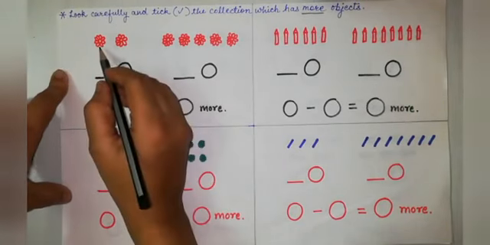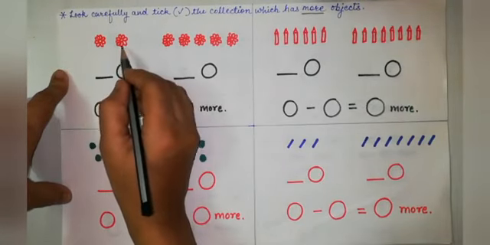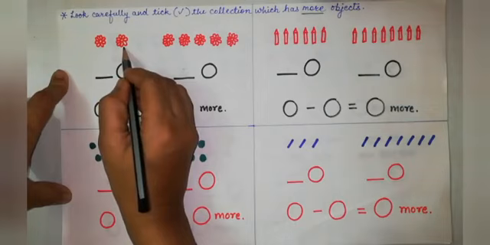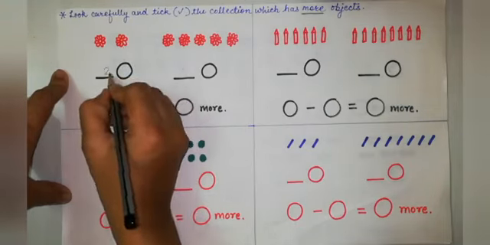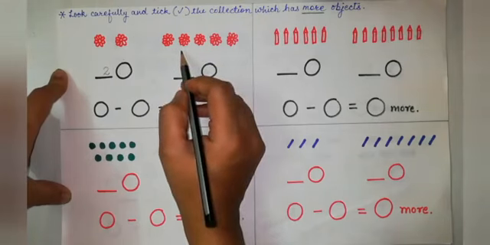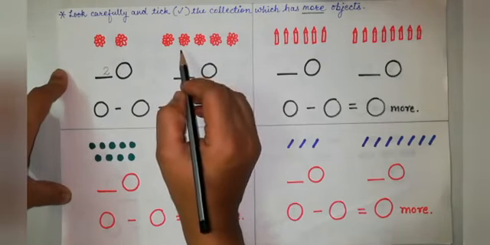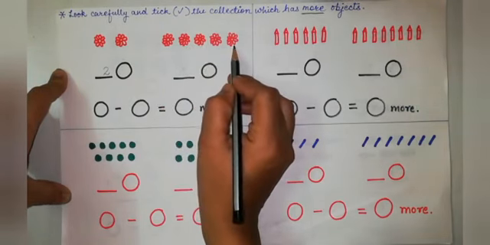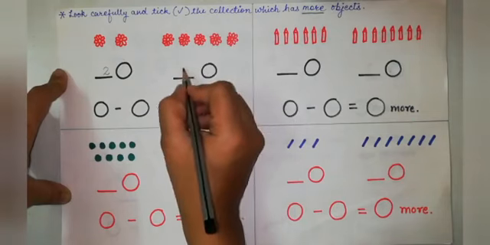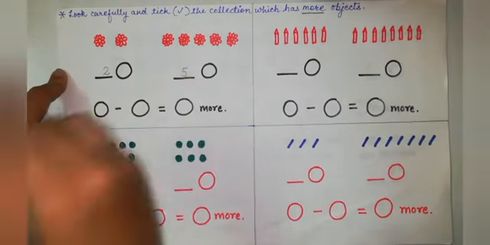First, we will count the flowers. 1, 2. How many flowers are there on the left side? 2. So I will write 2 here. Now we'll count the flowers of right side. 1, 2, 3, 4, 5. How many flowers are there on the right side? 5. So I will write 5 here.